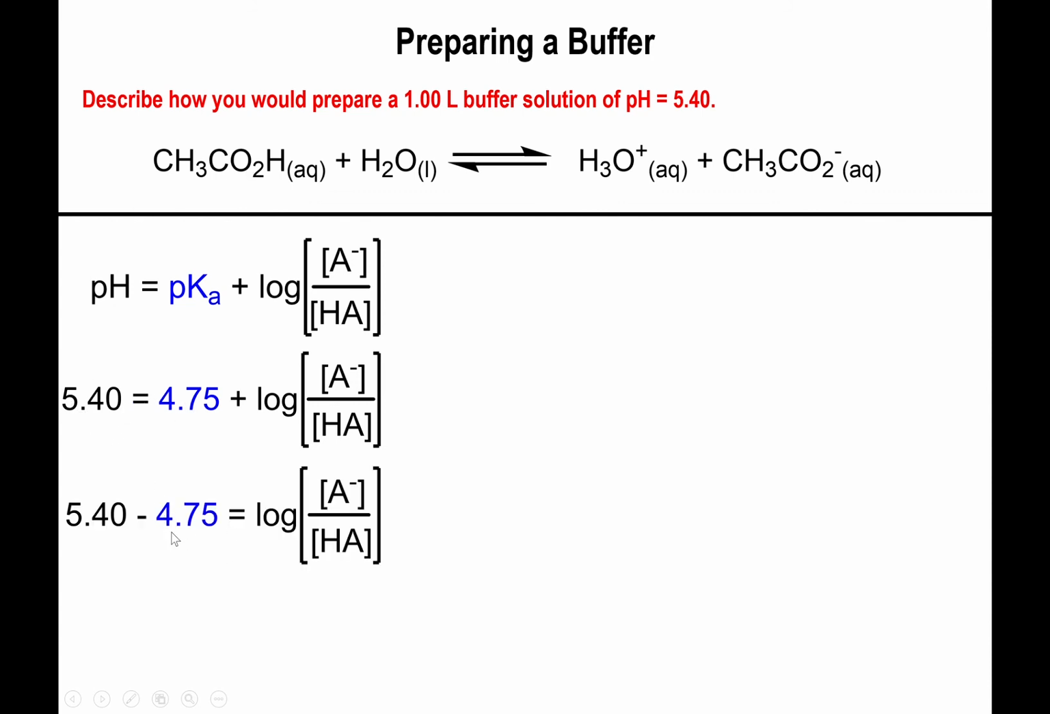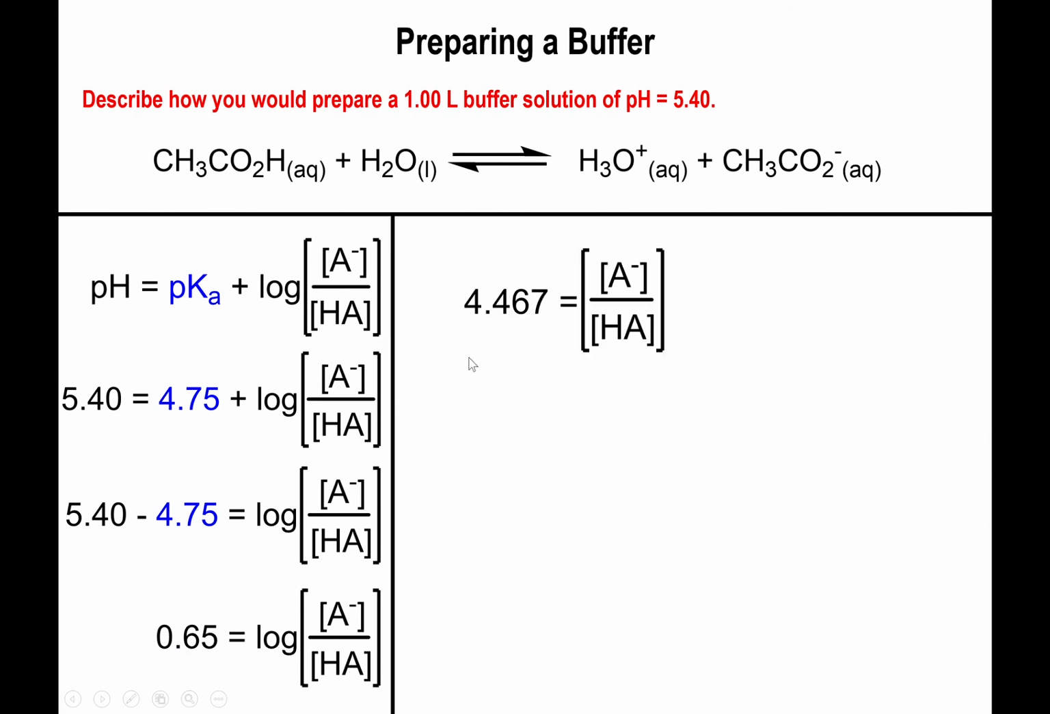If you subtract 4.75 from the value of the pH, you will isolate the logarithm of base over acid. Take the anti-log, so raise 10 to the 0.65, that will give you 4.467. And finally, if you multiply both sides by HA, now you have an expression that correlates the concentration of the conjugate base to the concentration of the conjugate acid.